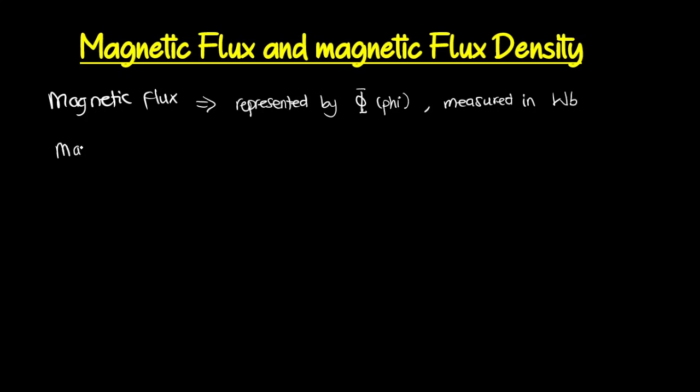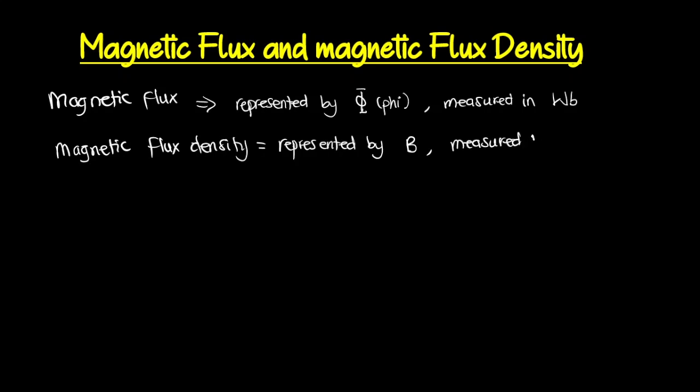Now when we talk about magnetic flux density, we are talking about the amount of flux in a particular area. So the magnetic flux density is the amount of flux passing through a defined area that is perpendicular to the direction of the flux. It is represented by B, capital B, and it is measured in Tesla, or Weber per meter square.